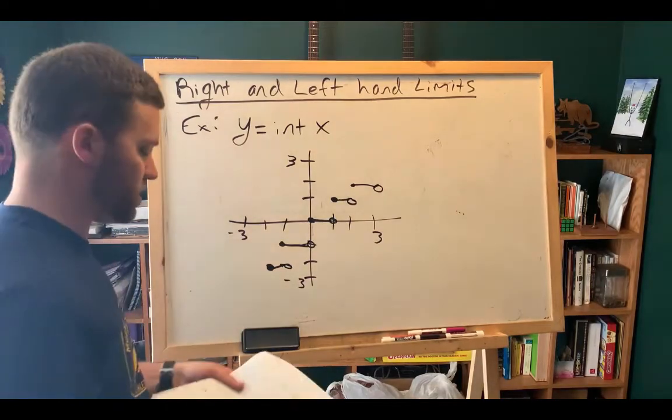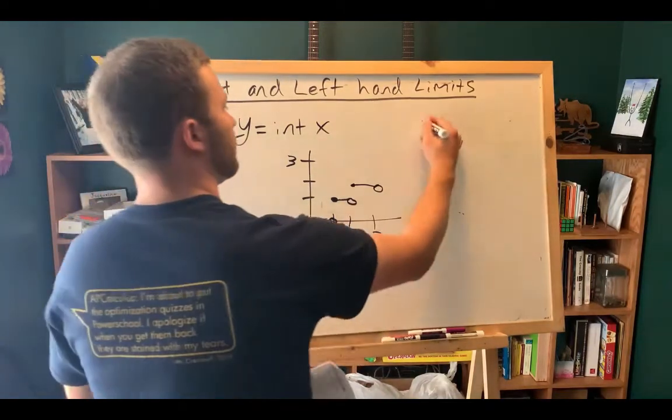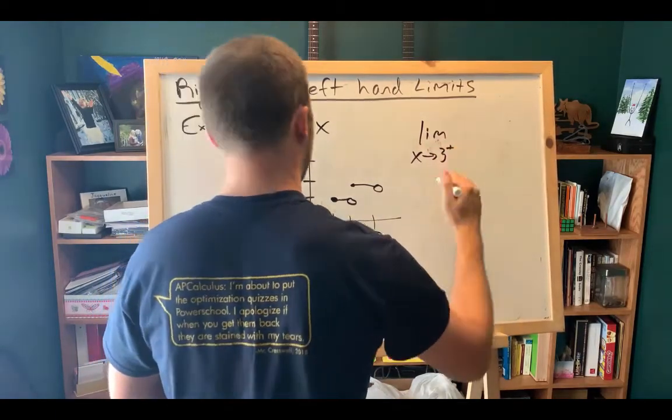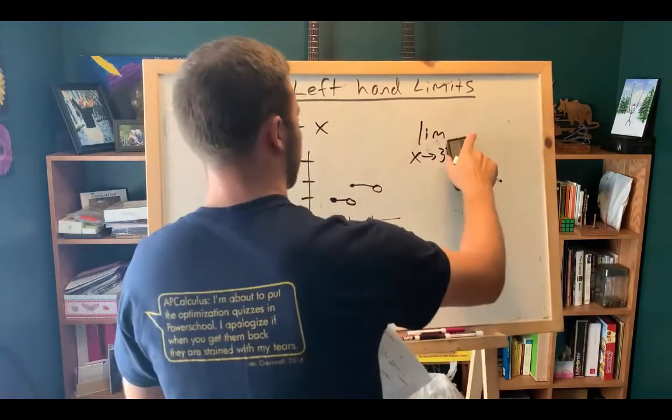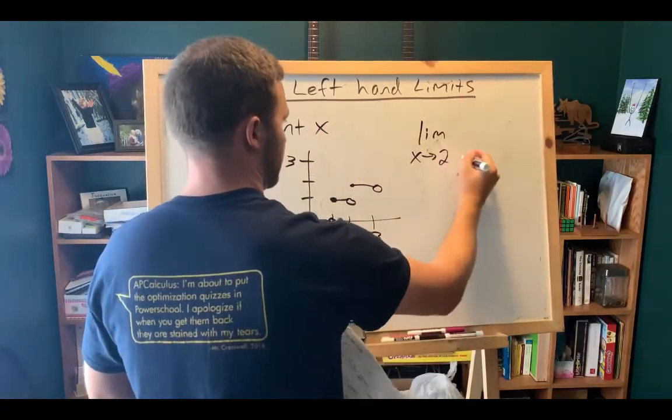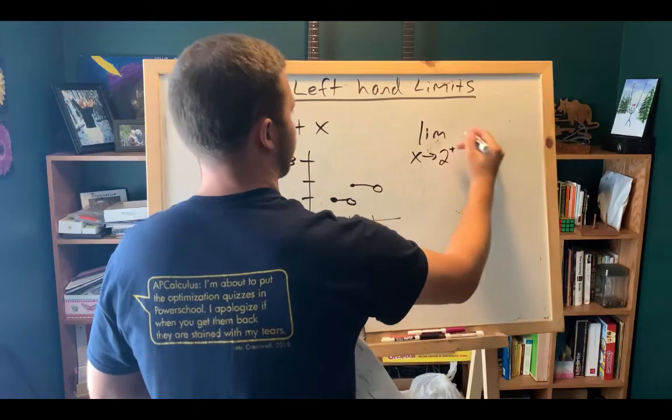So you could ask a question like, what is the limit as x approaches 3 from the right? Why don't we try from the left? Why don't we try 2? The limit as x approaches 2 from the right of f of x.